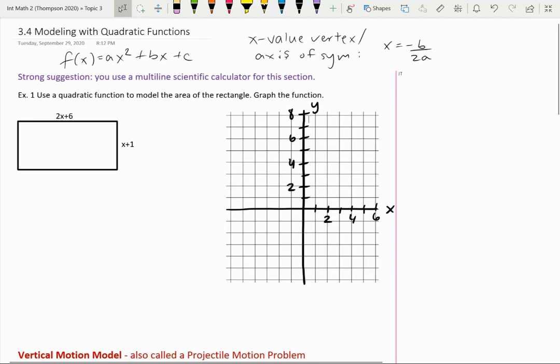Hello and welcome. These are the notes for 3.4, Modeling with Quadratic Functions. If you have not done 3.3, you absolutely need that knowledge before doing 3.4.